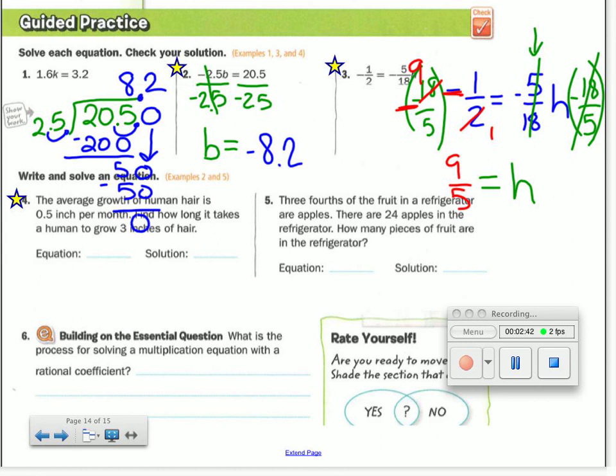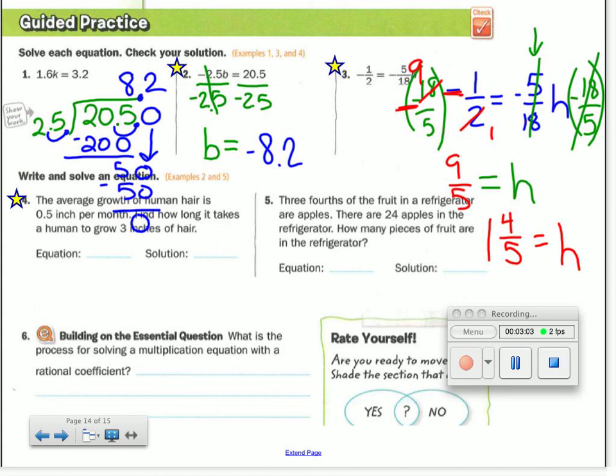Can I leave it this way? No. What should my answer be? 1 and 4/5. Yeah. 5 goes into 9 one whole time with 4 remaining over 5, which equals h. All right. So that's what your final answer should be.